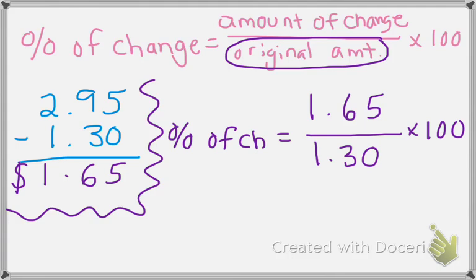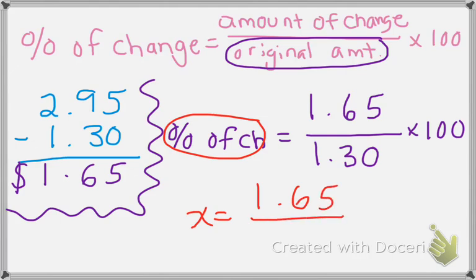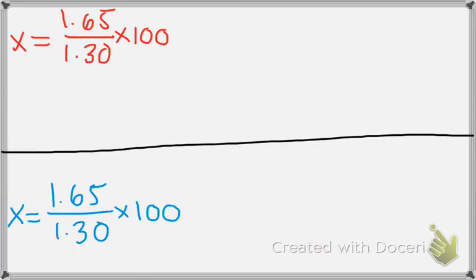Okay, so now, basically, we are looking for the percent of change, correct? So when we don't know what a number is, we use a variable. So we can just replace it with x. So x equals 1.65 over 1.30 times 100. Now there's two ways we can do this, and I taught you guys both ways. So I'm going to show you guys that on the next page. I split the page up into two so that I can show you both ways to do this.